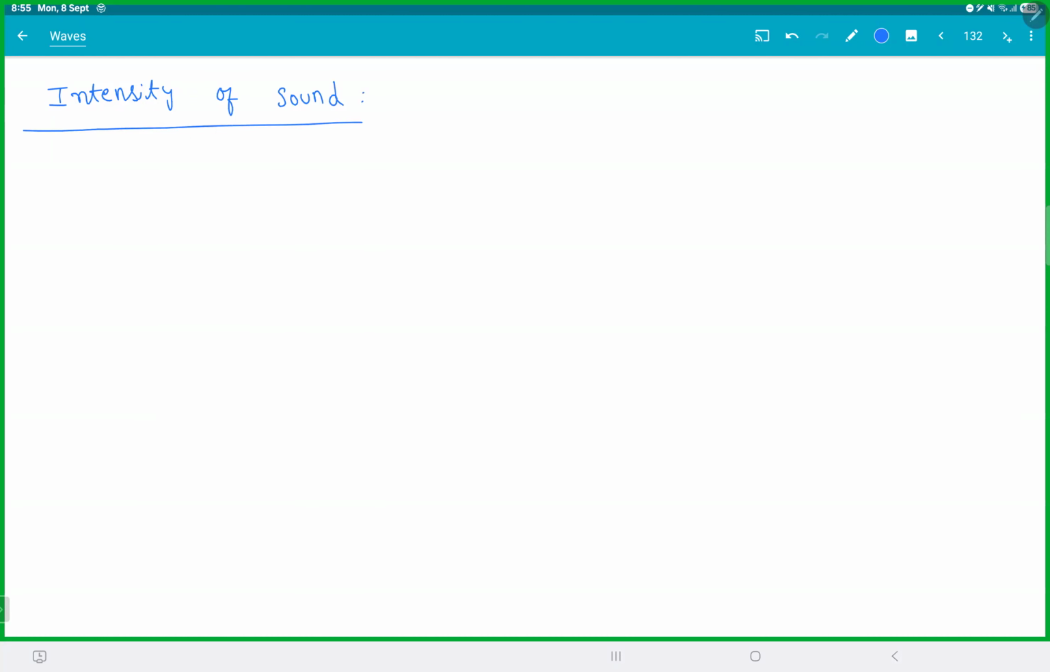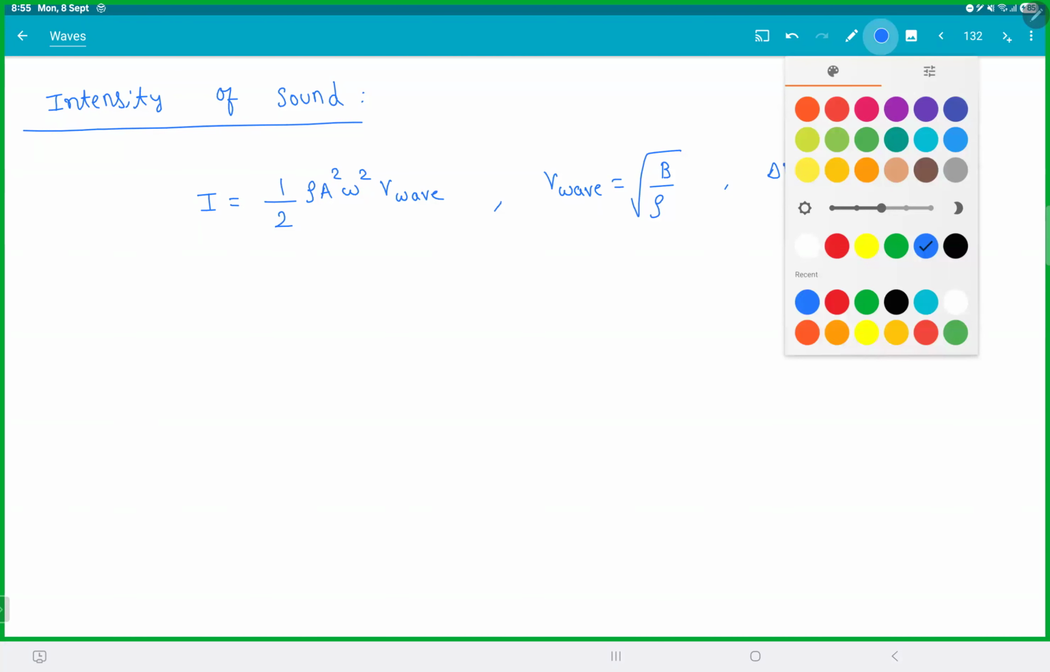Now, if you see the intensity of sound, we have derived these formulas in waves on a string. We can use the same formula, half rho A square omega square v wave. The only thing you have to be careful about is that v wave is not root T by mu anymore. V wave is root over bulk modulus by rho, and delta P max is BAk. So these are the three important formulas, everyone, in sound waves. They actually manipulate these three equations and create all other stuff.